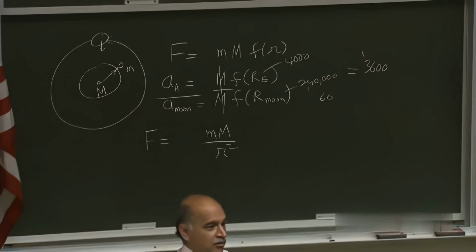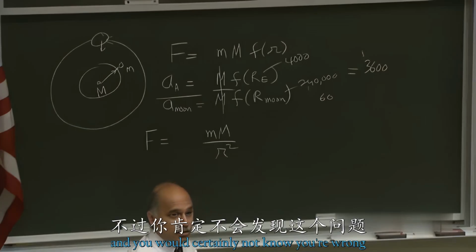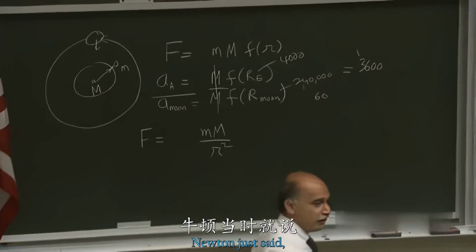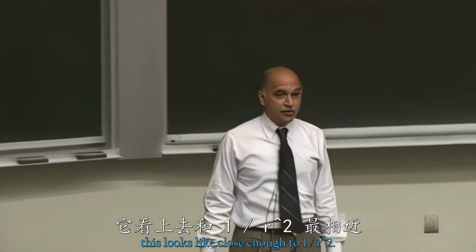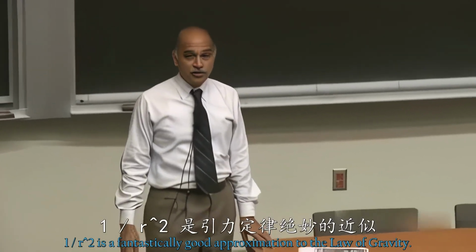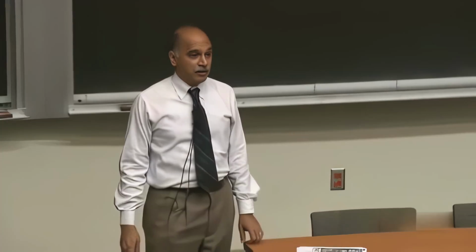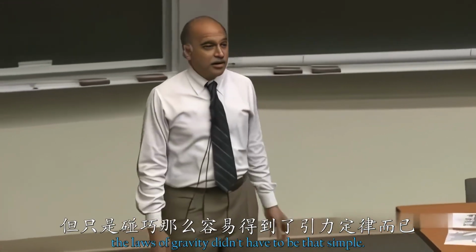Again, it's pretty remarkable because this could have been r to the power 2.001, and you would certainly not know you're wrong because these numbers are not known that well. Newton just said, look, let me take the nearest integer power. It looks close enough to 1 over r squared. It happens that 1 over r squared is a fantastically good approximation to the law of gravity. So we were also quite fortunate there. The laws of gravity didn't have to be that simple.